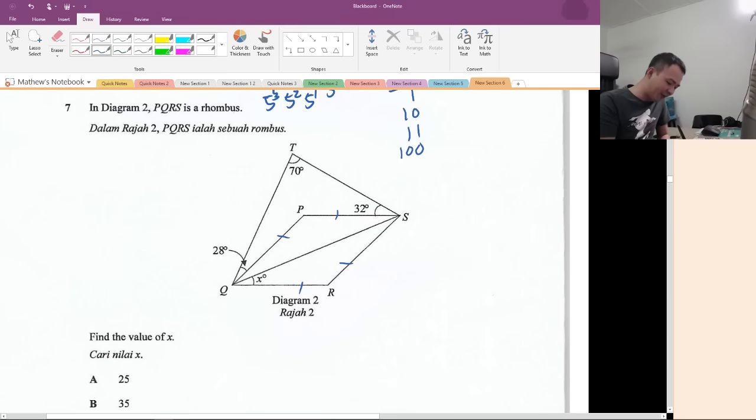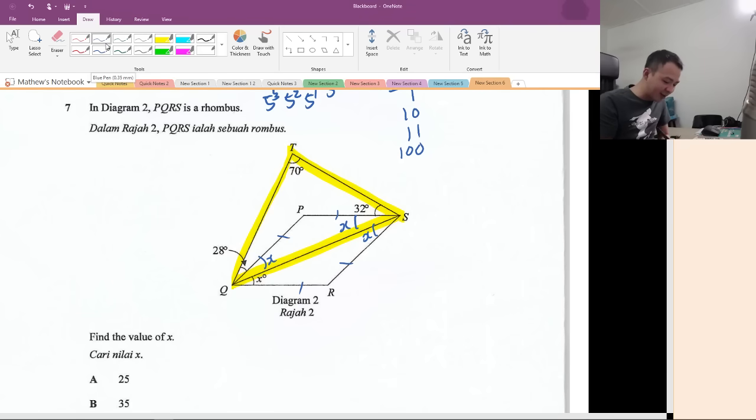Alright, so therefore, I know this triangle is the same triangle. I mean, PQS and QRS, both triangles should be totally the same triangle. So if this is X, I know this is X and this is X as well. So since I know all these angles are X, I will focus on this triangle. I hope you can see this triangle here.